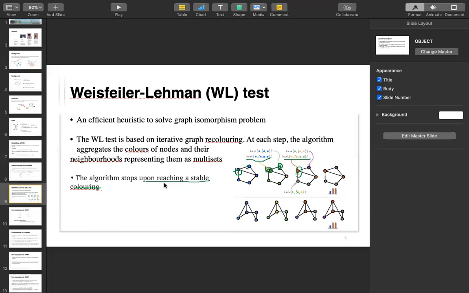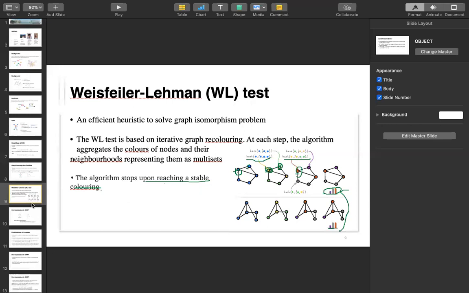So when we reach a stable coloring, we compare the histogram of colors generated by the final graph, and we can see that these 2 histograms are the same, indicating that these 2 graph structures are actually the same. This is how the WL test works. And we can observe that the way it tests the structure of the graph is very similar to how graph neural networks aggregate information from neighboring nodes.